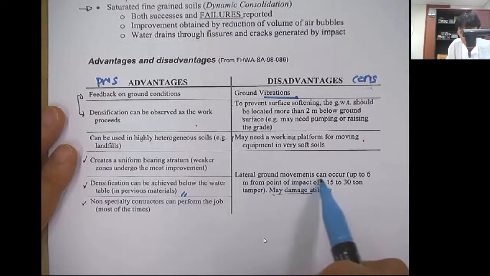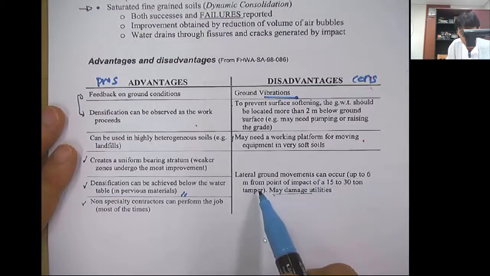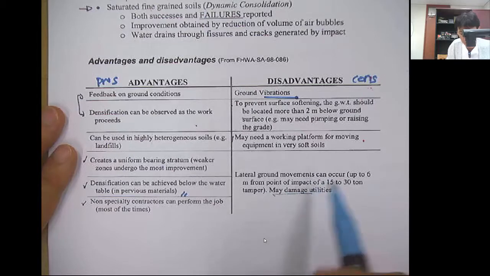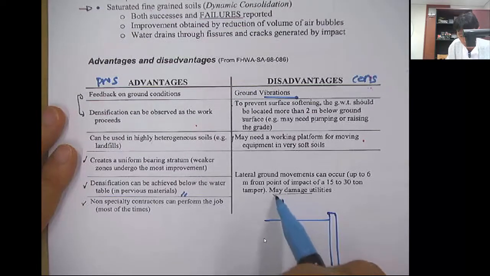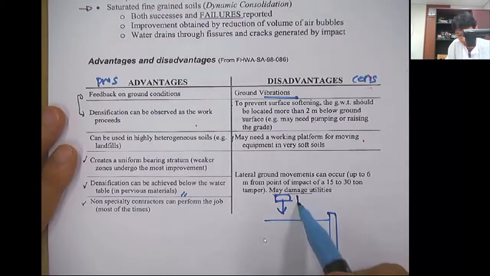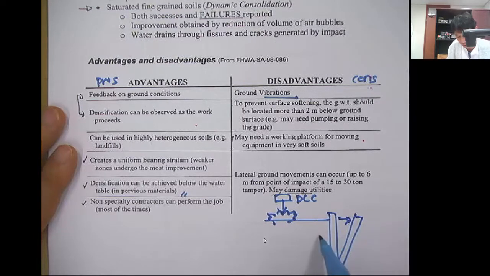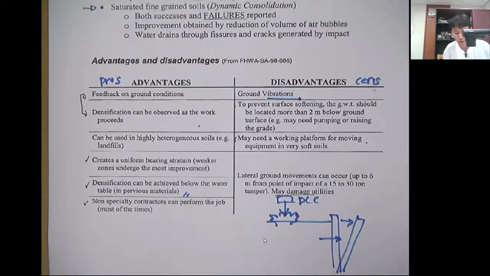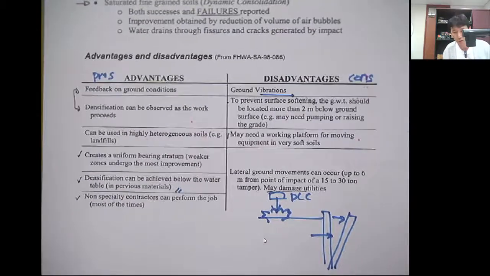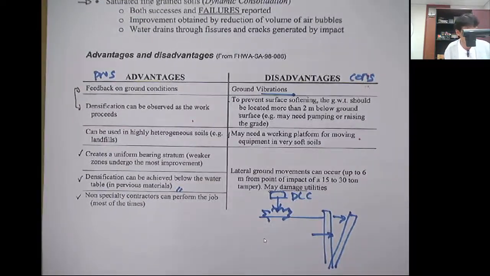A lateral ground movement can occur up to 6 meters from the point of impact. So if you have this kind of excavated site, and you pound it with the DCC here, then you have a lateral movement of the soil, and this can damage the surrounding material, structures, and utilities.